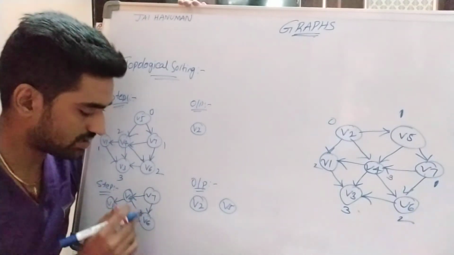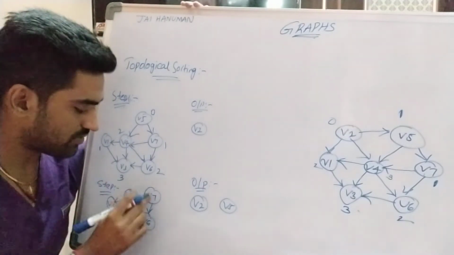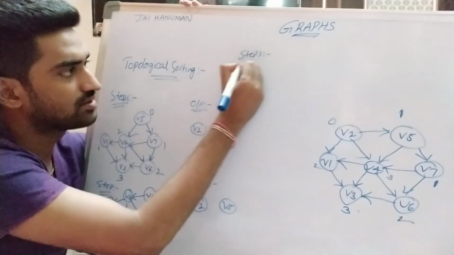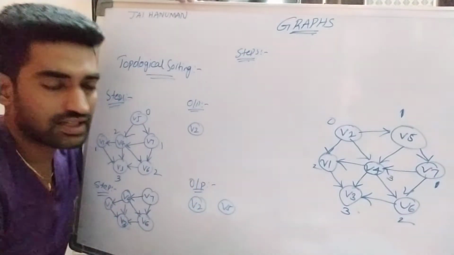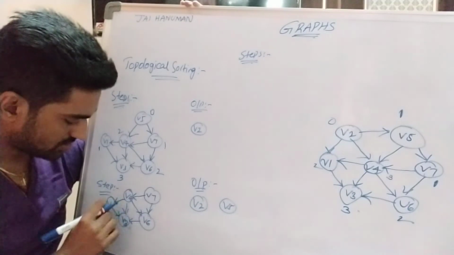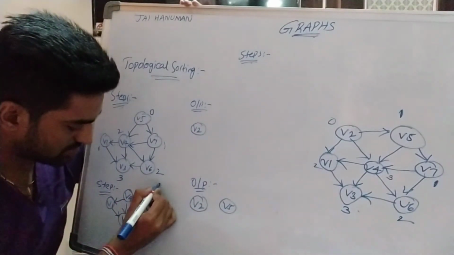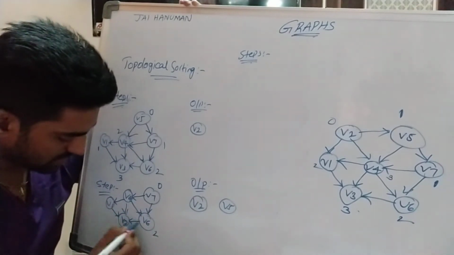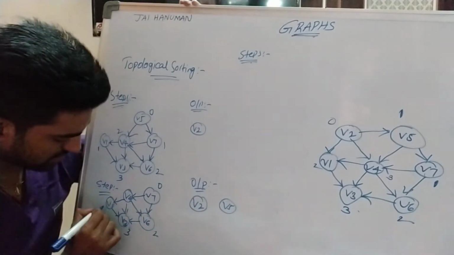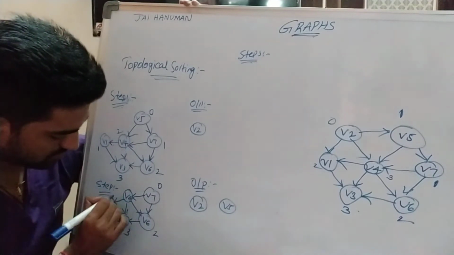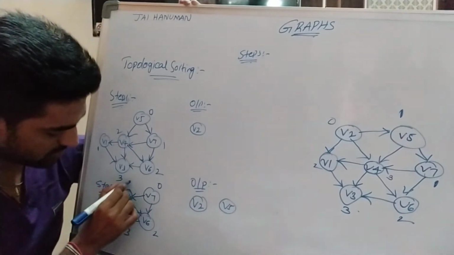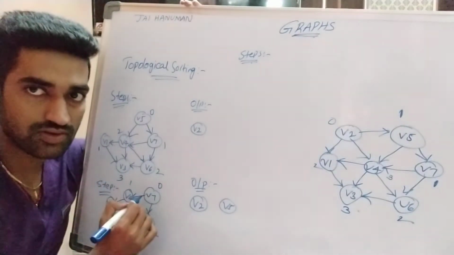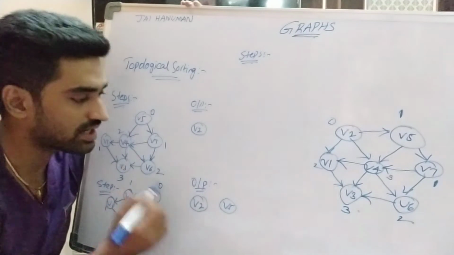So again we are calculating the integrity for each and every vertex for this graph, right? So in step 3 we are calculating the integrity for each and every vertex, right? So here what is the integrity for V7? 0. No incoming edges are there. V6 2, V3 3, V1 1, V4 1, right? So here V7 contains integrity 0. So that's why this can be removed from the graph and added to the output.